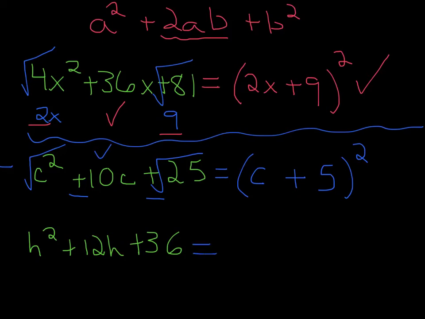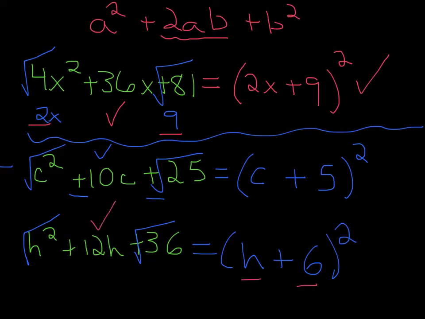Good. And then the next one, square root of h squared, so we have h. Square root of 36, so we have 6. And that's a binomial squared. Quick check. Multiply these together and double it. Hey, we get 12. Perfect.